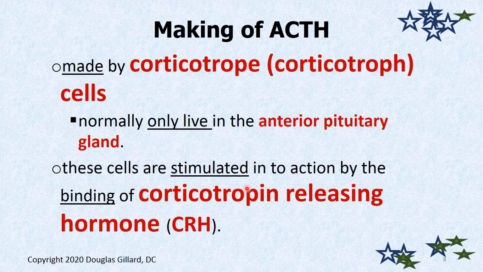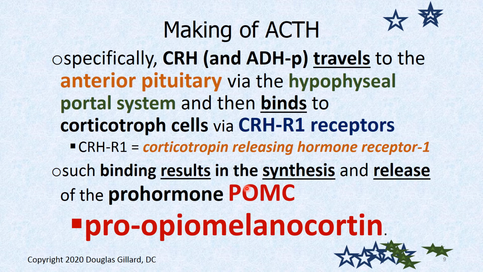How do we make ACTH? Well, we said it's made by corticotroph cells, which live normally only in the anterior pituitary. So the first thing that has to happen is it needs to be stimulated by something, and the main stimulator of the making of ACTH is corticotropin releasing hormone, or CRH.